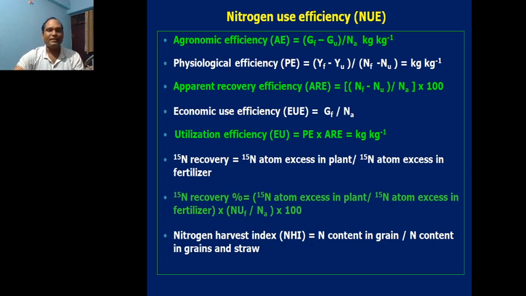Several nitrogen use efficiency terminologies are used, such as agronomic efficiency, physiological efficiency, apparent recovery efficiency, economic use efficiency, utilization efficiency, N15 recovery, and so on. And that explanation is given in this equation form. In case of soil science, apparent recovery efficiency mainly considers NF, the amount of nitrogen utilized by the crop, and NA, the amount of fertilizer applied, and is expressed in terms of percentage.